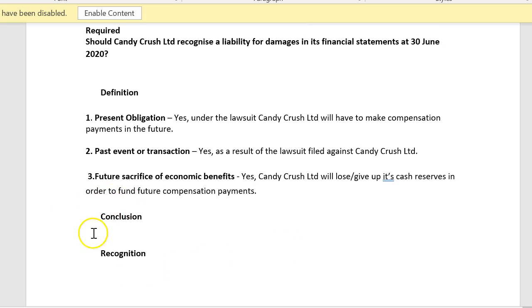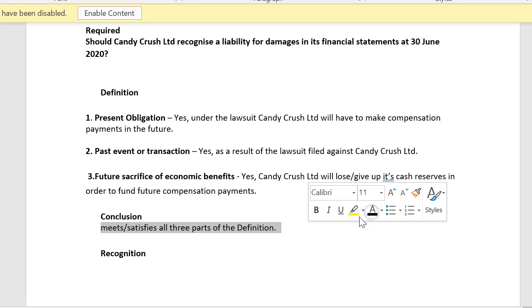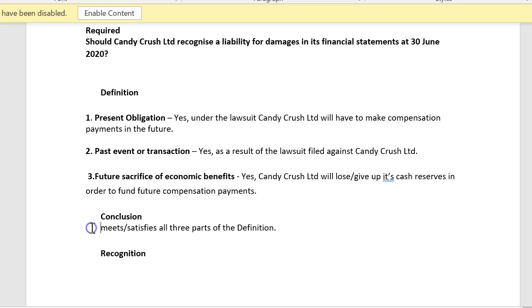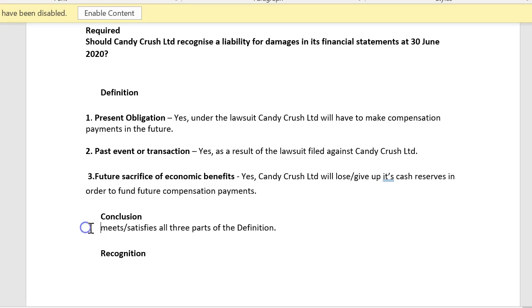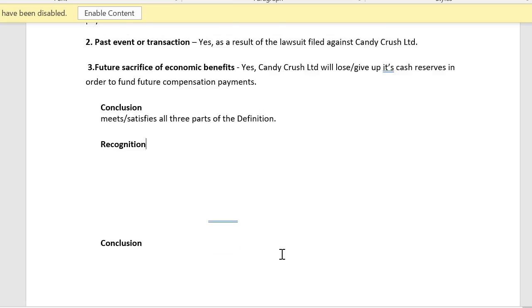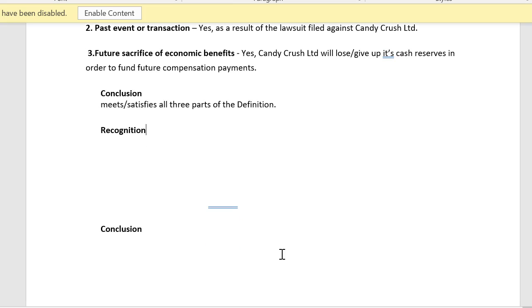All right, guys. So the conclusion is yes, it meets the definition of liability. It meets all three components of the definition criteria. All right, now we can test it for recognition. What are the two recognition criteria?